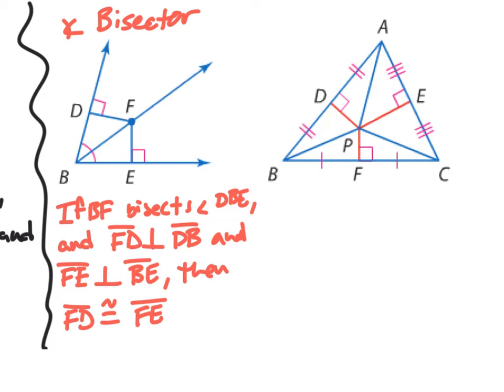So if I know that BF is an angle bisector, it bisects this angle here, and if I form right angles here, then I automatically know that FD is congruent to FE. And similarly, if I have this kind of picture here, and I know that these two lengths are congruent and 90 degrees, then I know that this bisects this angle right here. So we have to be able to go frontwards and backwards with this. And so let's go ahead and take a look at the next one.